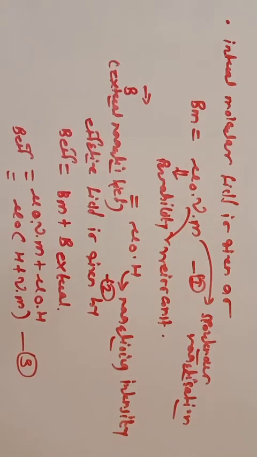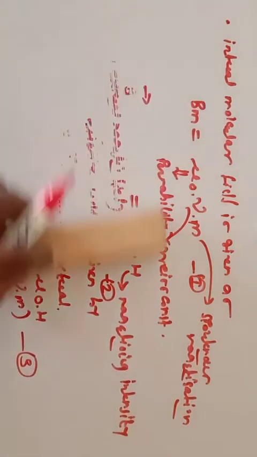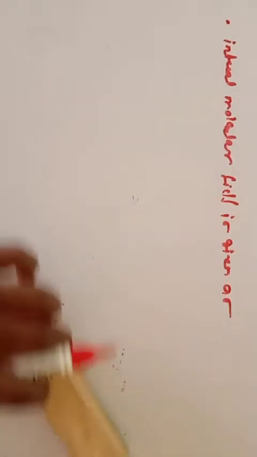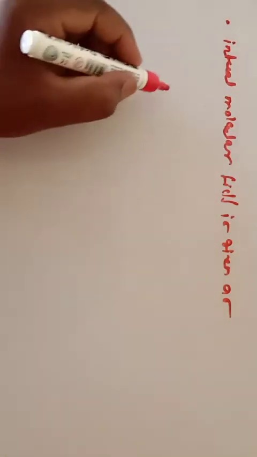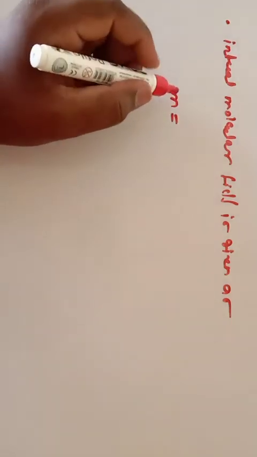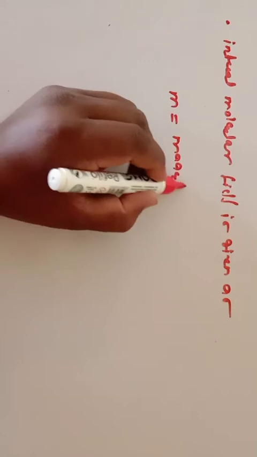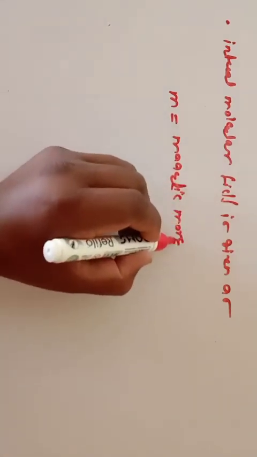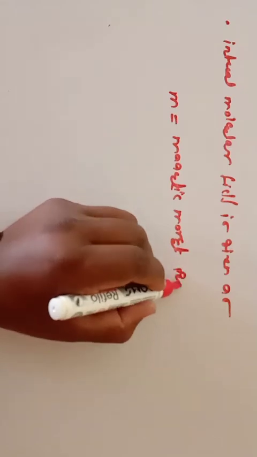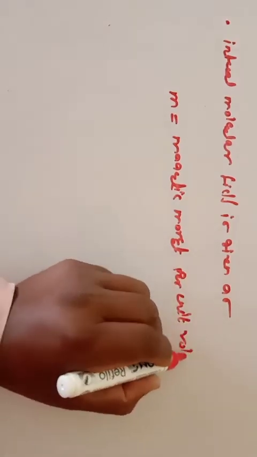Let's discuss the next point. M, as we already discussed in the previous lecture, is the magnetization, which is the magnetic moment per unit volume. So we know this definition: magnetization is nothing but magnetic moment per unit volume.